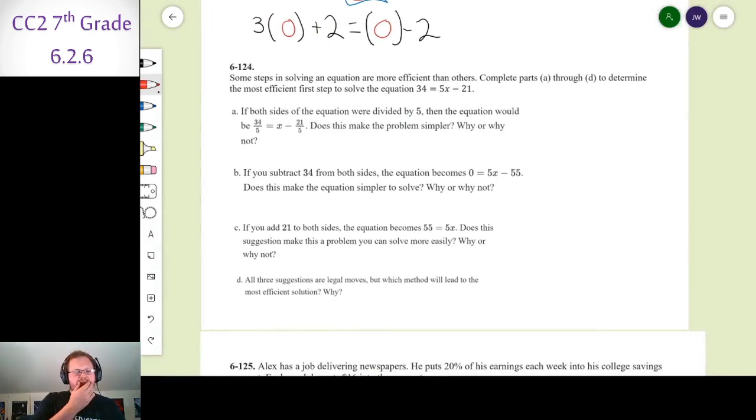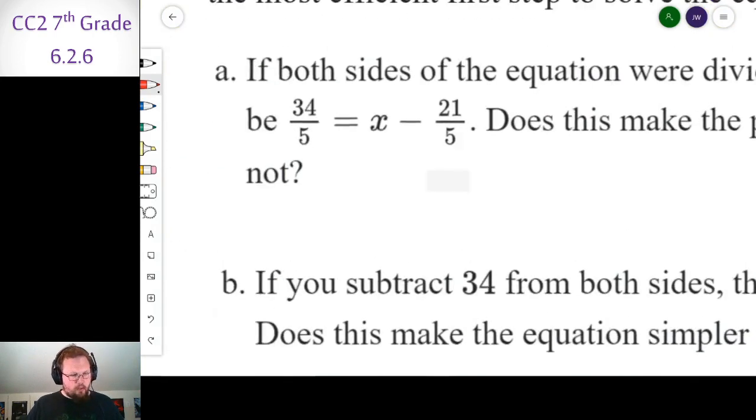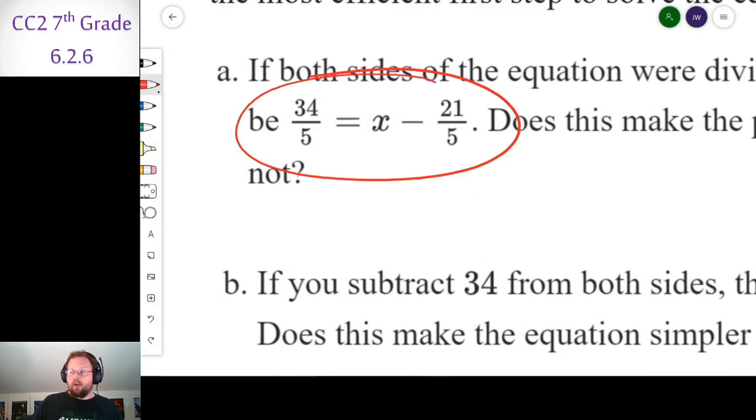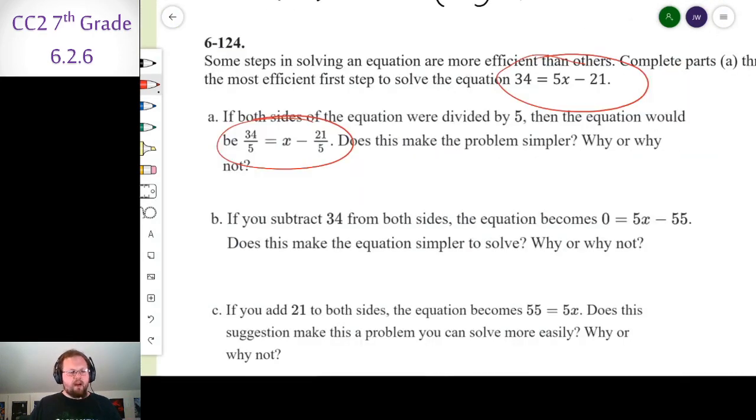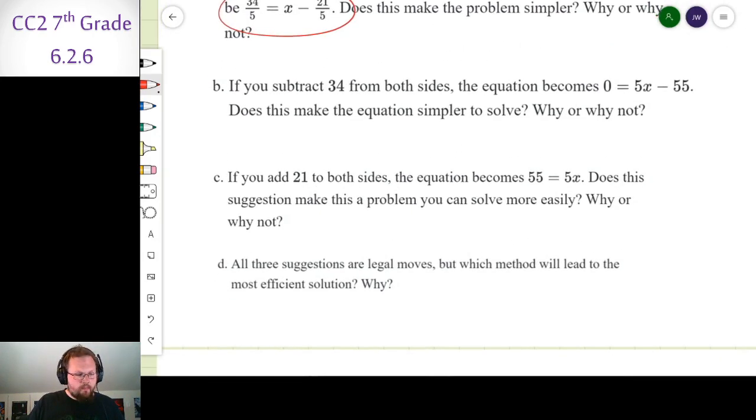6-124 is interesting in that it shows you a more complicated way to do the problem, 3 different ways. And it boils down to, if you start this equation off by dividing by 5, you get this horrible, ugly equation with a bunch of fractions. So dividing by 5 at the start, you could totally do that. That's allowed. It's recommended that you don't start with division when you're doing these problems.